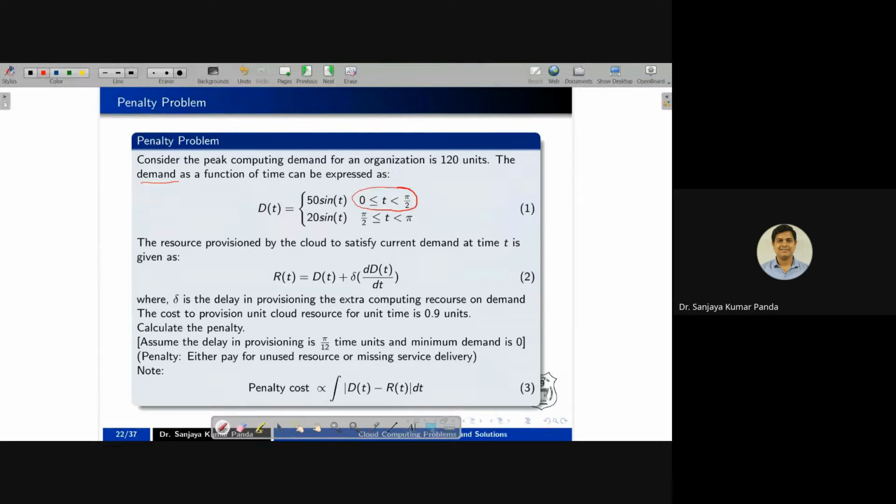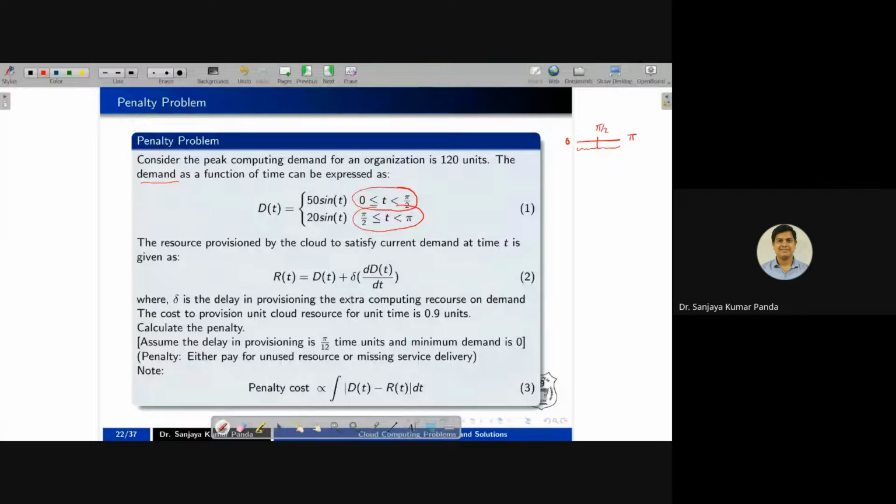We are taking a trigonometric function and multiplying by a factor, right? But we observe that when the time is between pi by 2 to pi, it is 20 sin t. For example, I can say one price is peak hour price, another price is off-peak hour price. Okay, so if you observe a period 0 to pi, this is pi by 2. So 0 to pi by 2, it is 50 sin t. Pi by 2 to pi, it is 20 sin t. So this is the demand function.